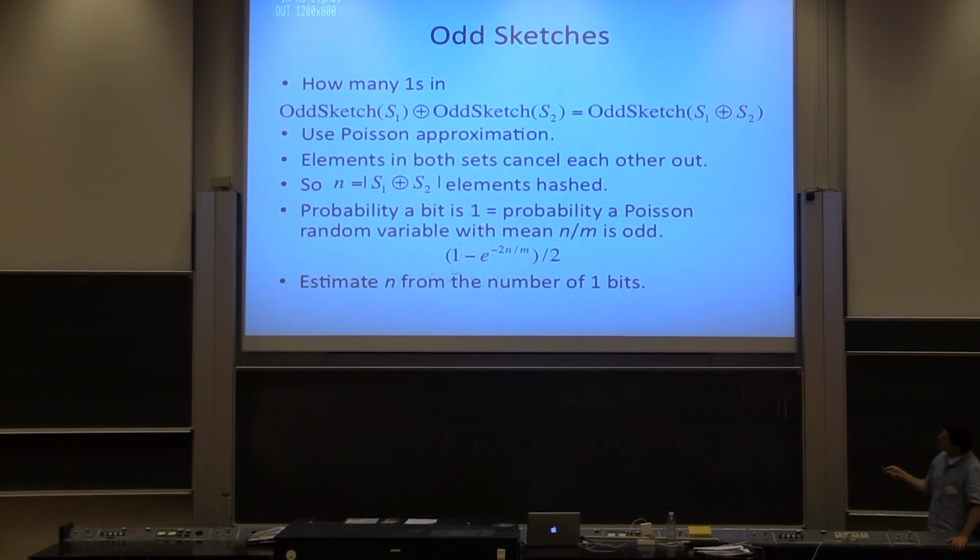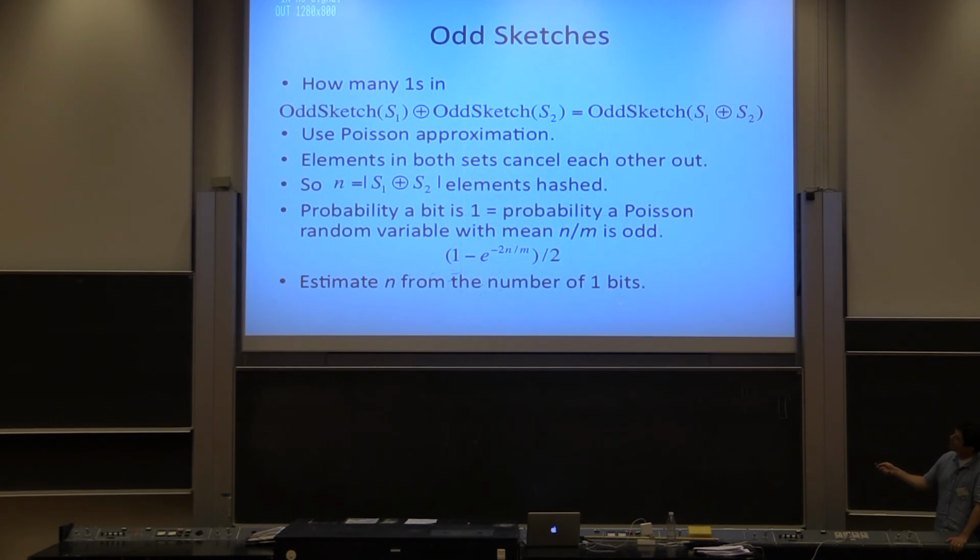So the probability that a bit is going to be 1 is approximately the probability that a Poisson random variable with mean n over m is odd. I'm just going to be hashing things once here in the odd sketch, not k times. So if I have n objects, that gives me n hashes, and if I have m cells, that's m bits. The mean number of times a bit is hit is n over m. So I'm asking what's the probability that a Poisson random variable with this mean is odd, which you can calculate based on this value. Which again is going to be one of the exercises.